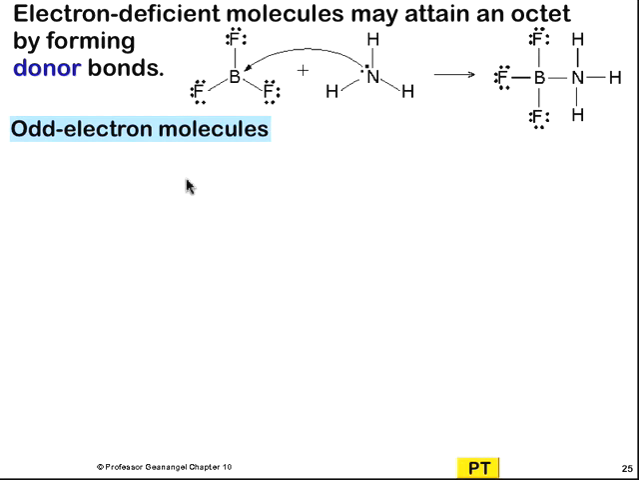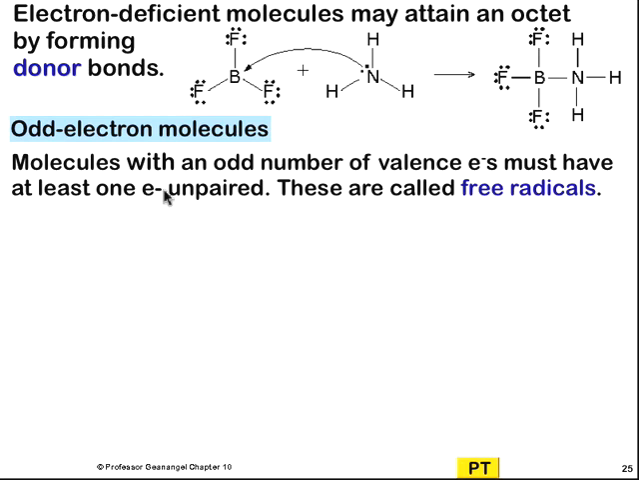There are also so-called odd electron molecules, meaning the number of electrons is an odd number. If we look at some of these, they typically behave as what we call free radicals, meaning that somewhere in the molecule there's an atom that has, instead of a lone pair, a single lone electron. Okay, there are a number of these things around.